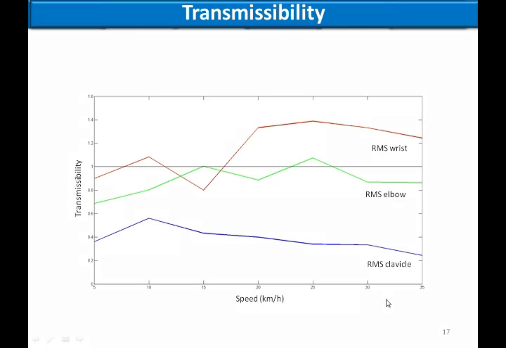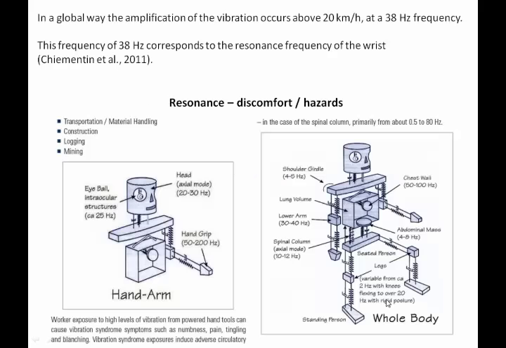The amplification is maximal above 20 km per hour. In this study, this speed corresponds to 38 Hz. This frequency corresponds to the resonance frequency of the wrist. You can also note that this frequency is close to one of the resonance frequencies of the bicycle measured during the modal analysis. These two phenomena dramatically increase the vibration exposure on the upper limbs of the cyclist.